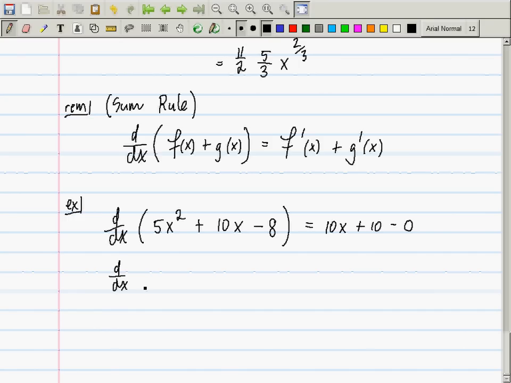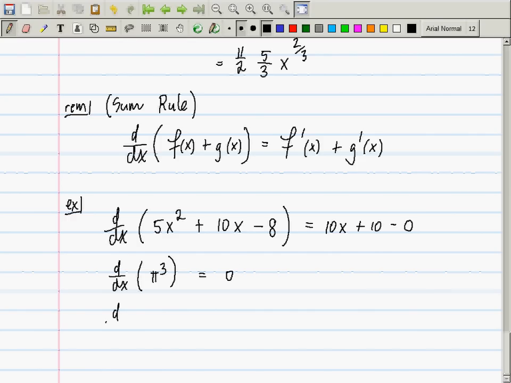So how about this one? Nobody say anything. Okay, so is it 3 pi squared? No. It's not 3 pi squared. Why not? Because pi is a constant. So the derivative is 0. Just trying to make sure you're paying attention.